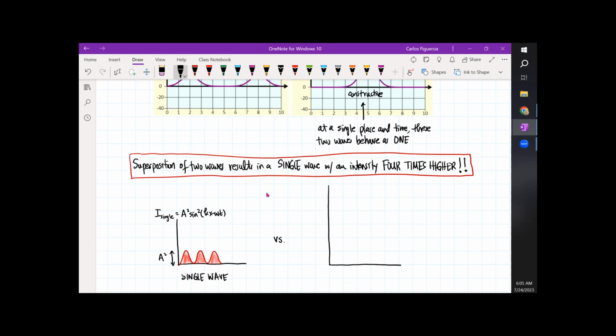Now, what I want to do here is compare this to an intensity for superpositioned waves. And this guy is going to be for a squared sine of kx minus omega t plus 1/2 phi. So if I look at this intensity, it's not 1 times, it's not double, but it's 4 times higher.